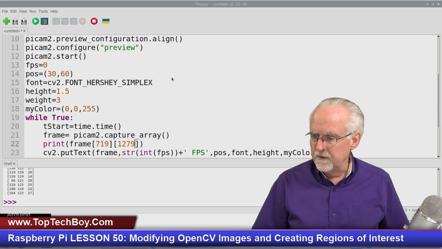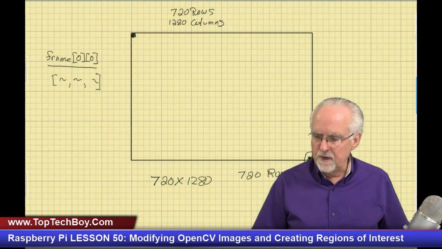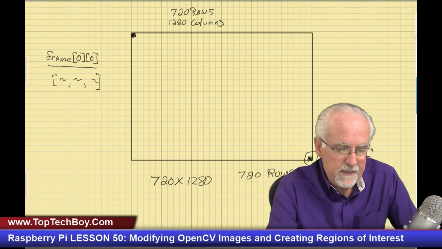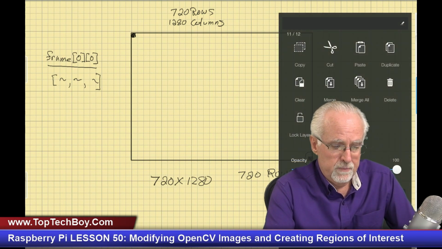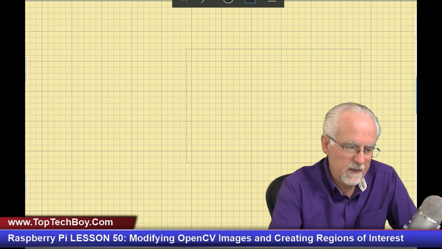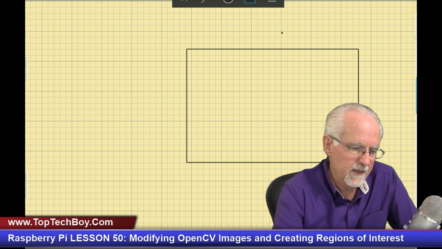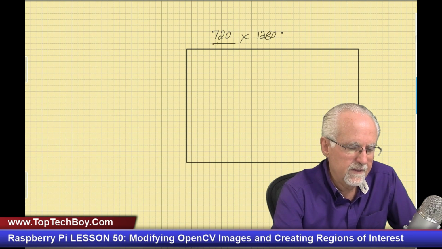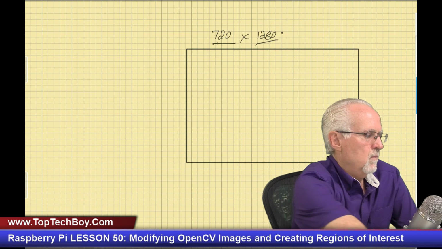Okay, so let's come back over to our sketch pad. And so now we're starting to think in terms of not little itty bitty pictures, but more like a full frame. Okay, a full frame. We're thinking in terms of something like 720 rows by 1280 columns, like that.